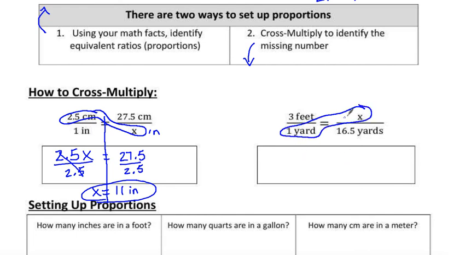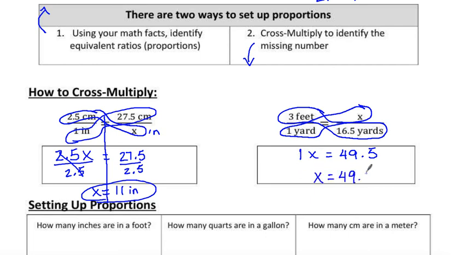So I have 1 times x is just going to be 1x equals, and if I multiply the other way, sorry, I should have circled the other way here. 3 times 16.5 is going to be 49.5. Now, if you remember from our previous units, x, when you write it as 1x, is just x. So x equals 49.5, and our units, if we look across, are feet. So this is going to be feet. And that's the answer that would have gone on the line.